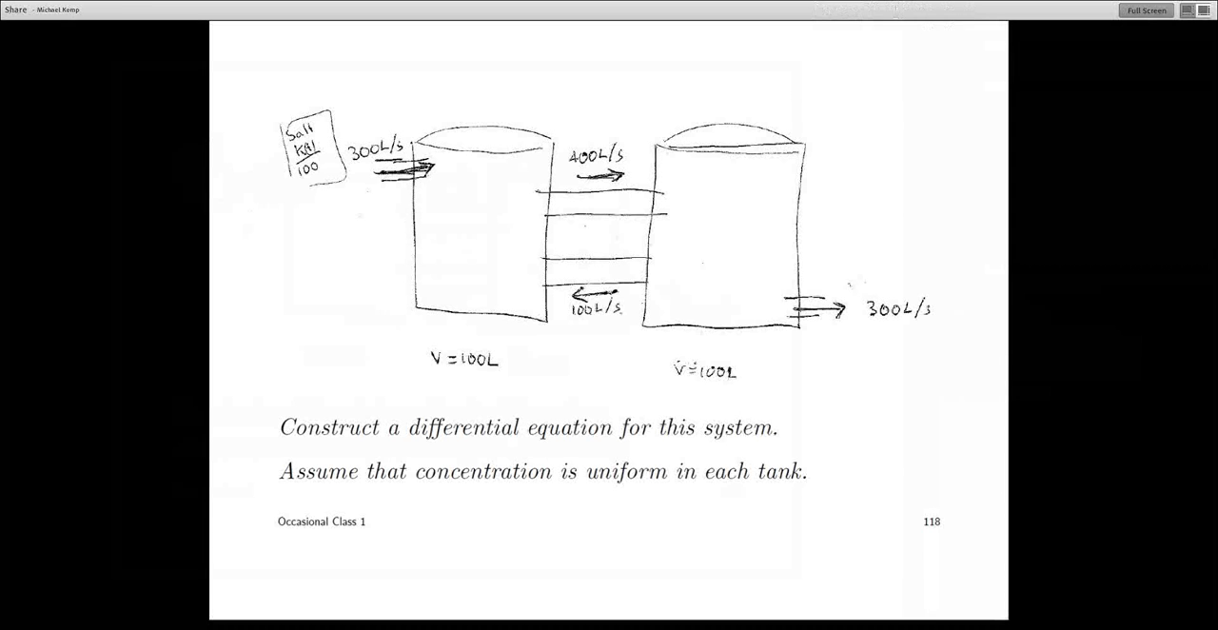So overall today, what I want to do is look at, in particular, solving linear inhomogeneous systems of differential equations. So it's the inhomogeneous aspect I want to focus on.